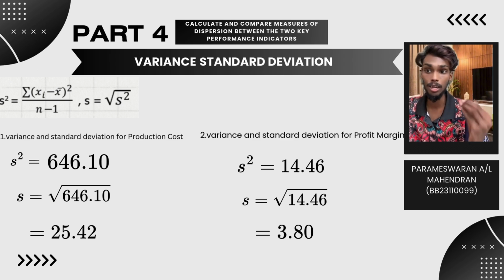So secondly, we have to calculate the variance and also standard deviation for profit margin. So this is also the same. First of all, we calculate the variance. So the variance for profit margin is 40.46. After we get the answer, we have to square root the answer, 40.46. So the answer should be 3.8. So this is the standard deviation for profit margin.